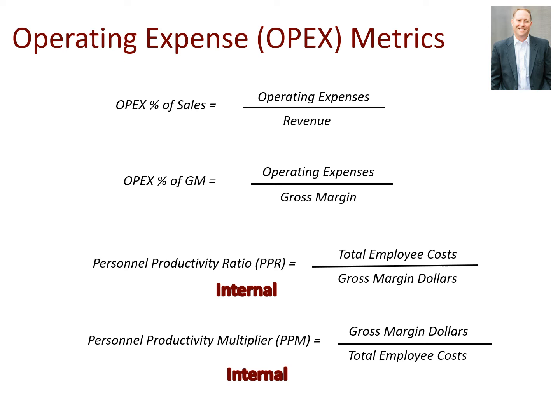The PPR and the PPM, the personnel productivity ratio and personnel productivity multiplier, generally would be considered internal numbers due to the fact that total employee cost is not generally something that is made available in published financials that go out to the general public.